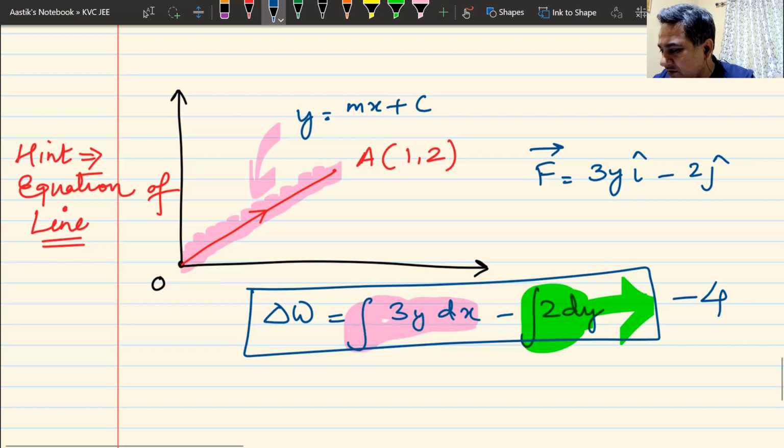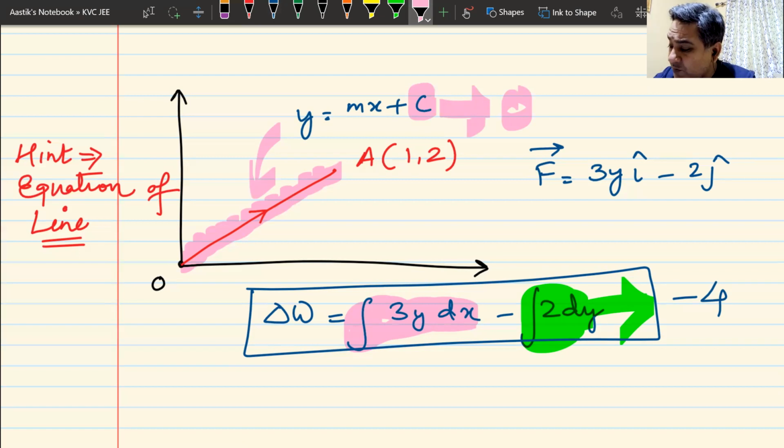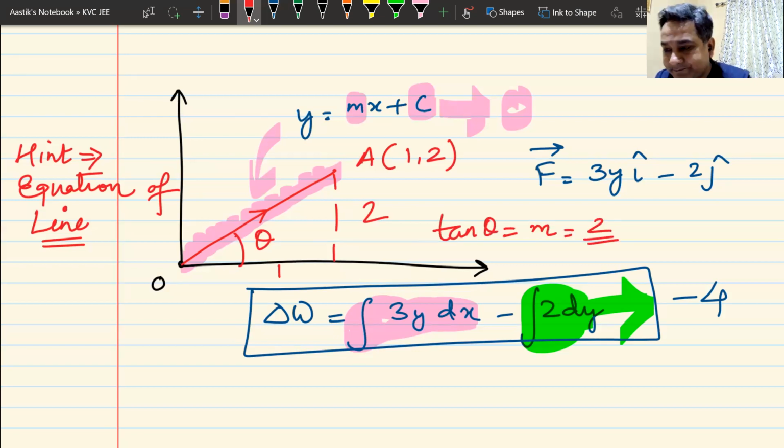You are science students. You must know, math students, that the value of c is 0, passes through origin. Y is equal to mx is the equation of this line. You can calculate the slope of this line, yes or no? Tan theta, this is 2, this is 1, slope is 2, yes or no? The slope of this line is m, that is equal to 2. So the equation of this straight line becomes y is equal to 2x. Do we understand this?